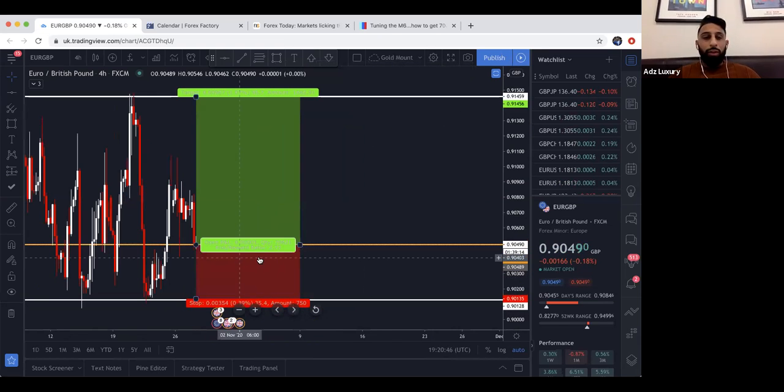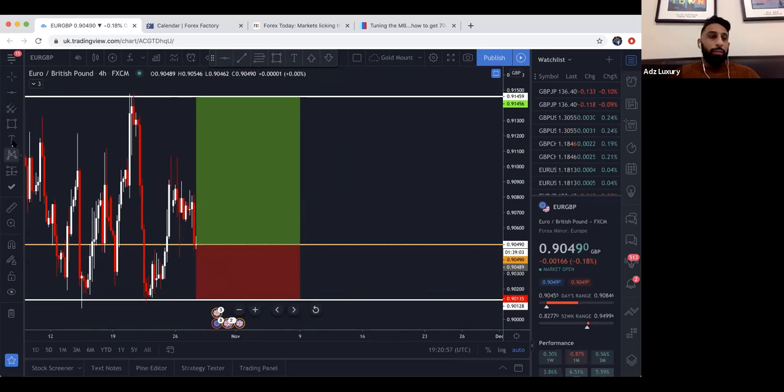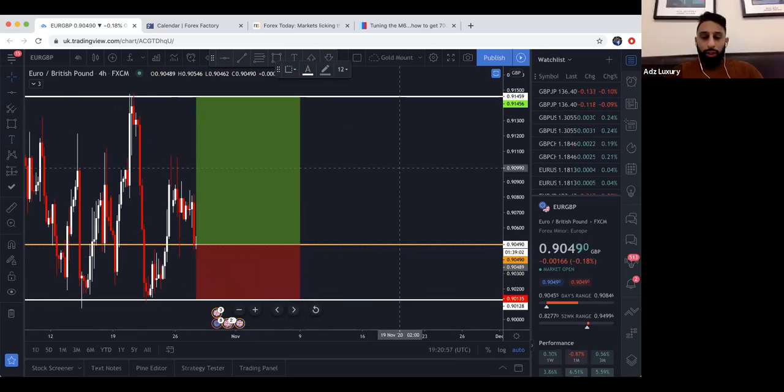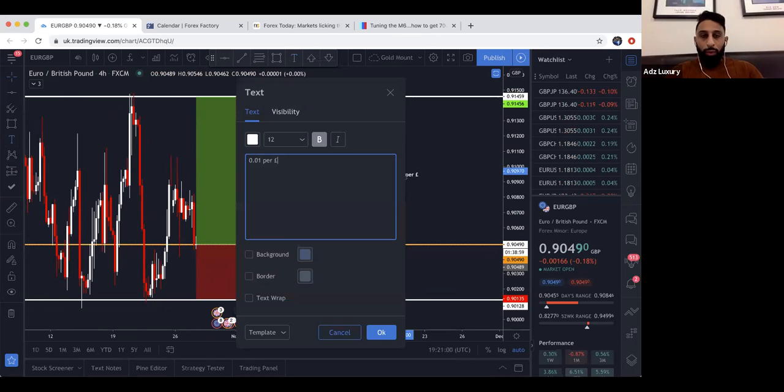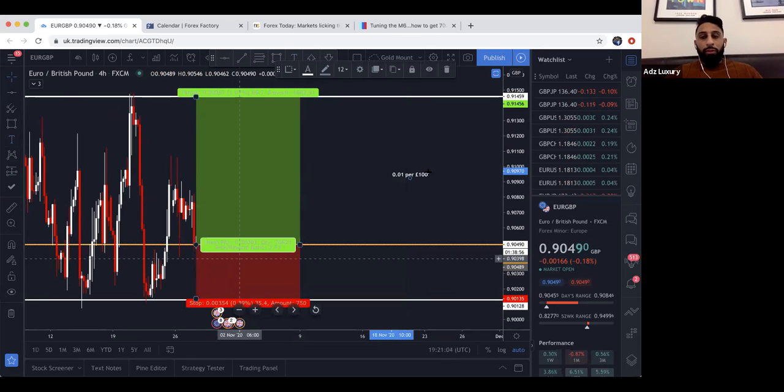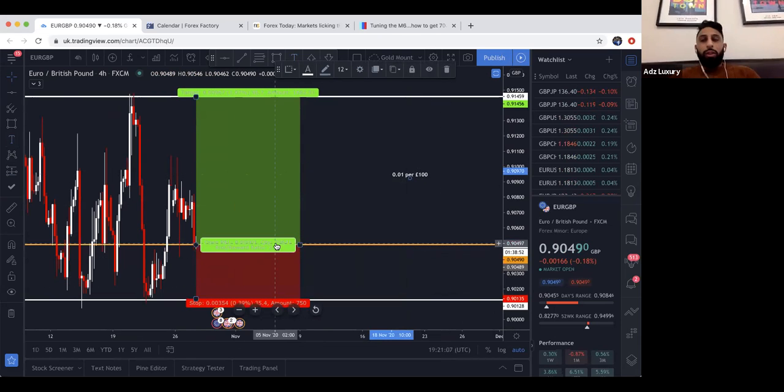Now, that's not a very large stop loss. That's about 35 pips. And if you're cutting your lot size down in half, you will only be losing about 1.7% of your account. So if you're going by 0.01 per £100, then you'll be losing about 3.5% of your account. So always look at the percentage of your account as well at the same time.